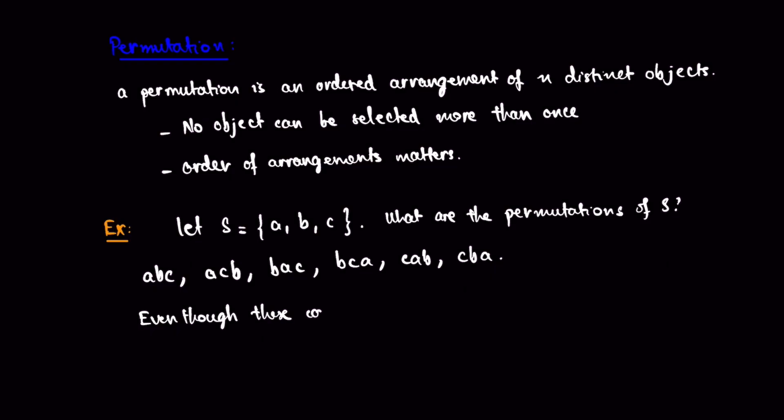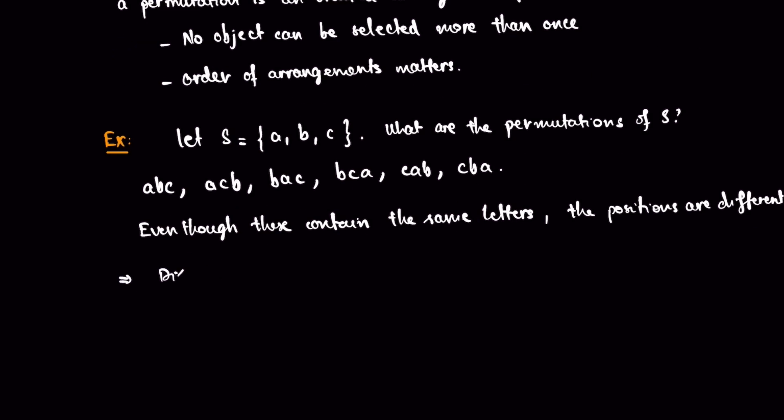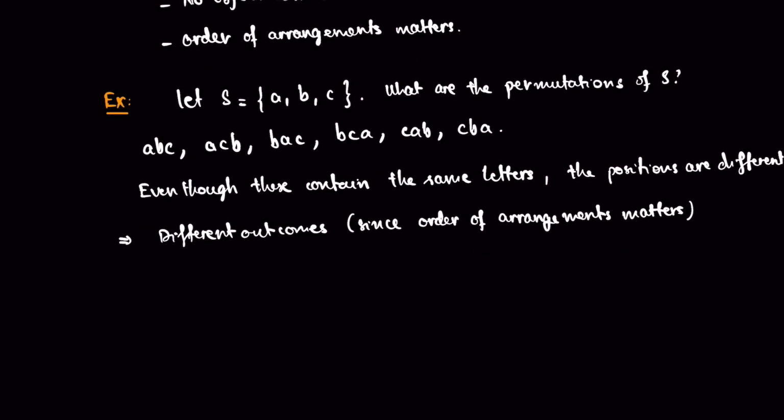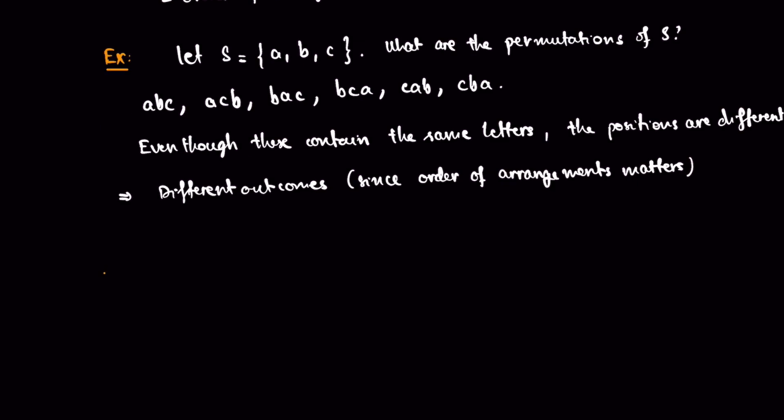Even though this contains the same letters, A and B and C, the positions of the letters are different, and therefore you're going to have a different outcome for this setup, since the order of arrangements matters. But in practice, the set that you're dealing with may have a lot more elements in it. In those cases, it's really hard to list out all the permutations of the set. So what can we do about that? Let's consider the following example, and from that example, we're going to come up with the formula for the permutations of a set of n distinct elements. So let's move on to the next example.